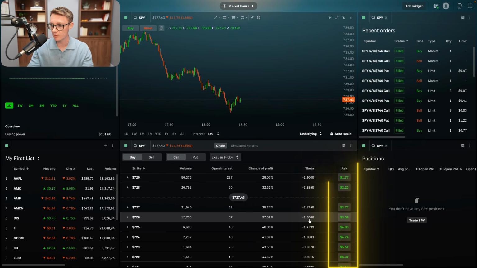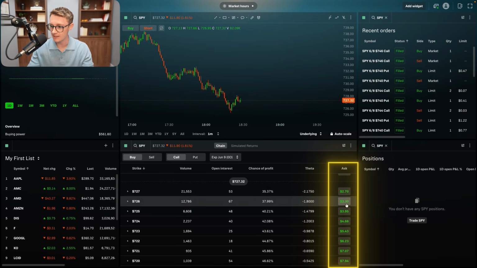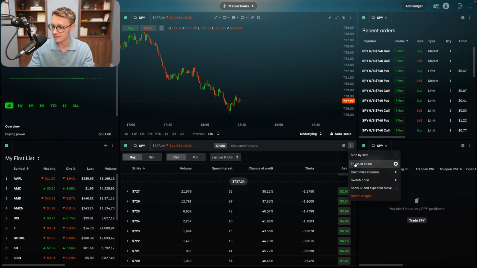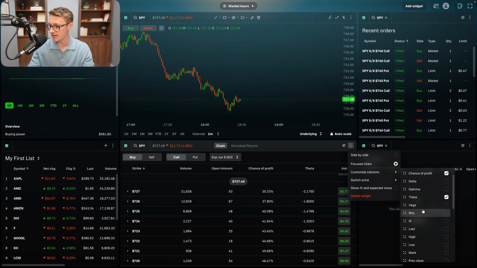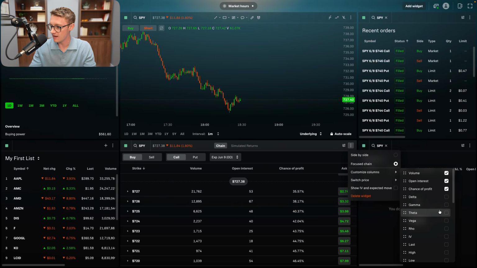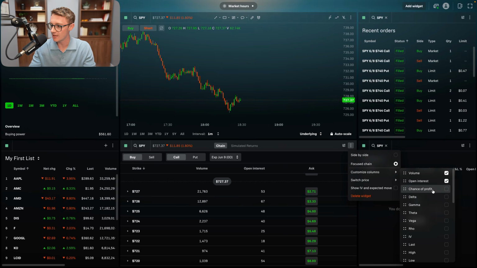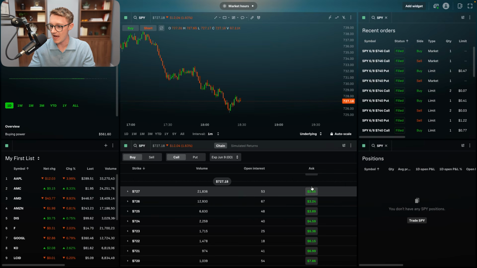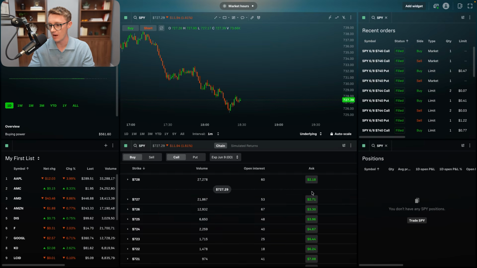Now we understand when we're looking at the ask side here. And again, you could just go to these 3 dots here, customize columns, and you can add in any of these data points you want to see. Now we can clean things up here. We can remove theta, we can remove chance of profit, and we'll just keep volume and open interest. And then we can currently see the ask. So what are those current contracts that we're looking at going for? How much do they cost?